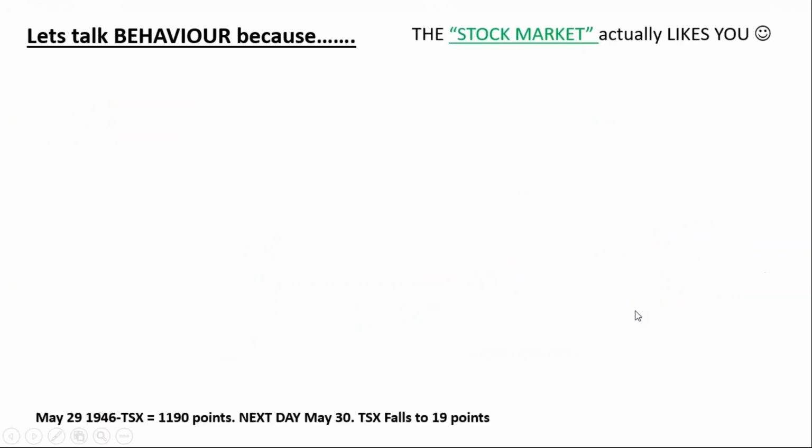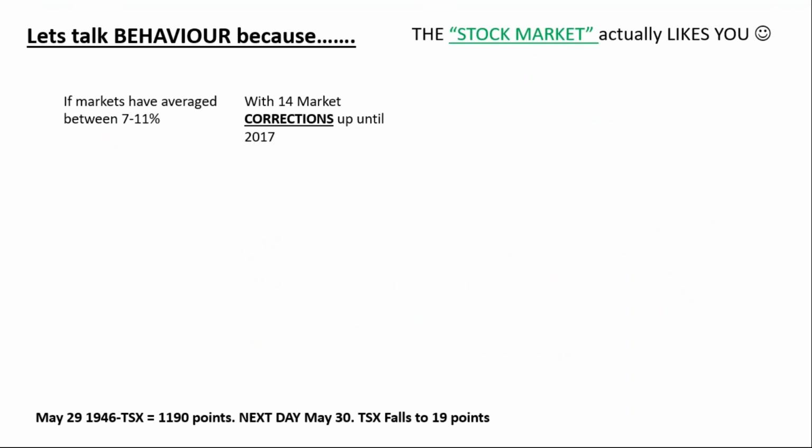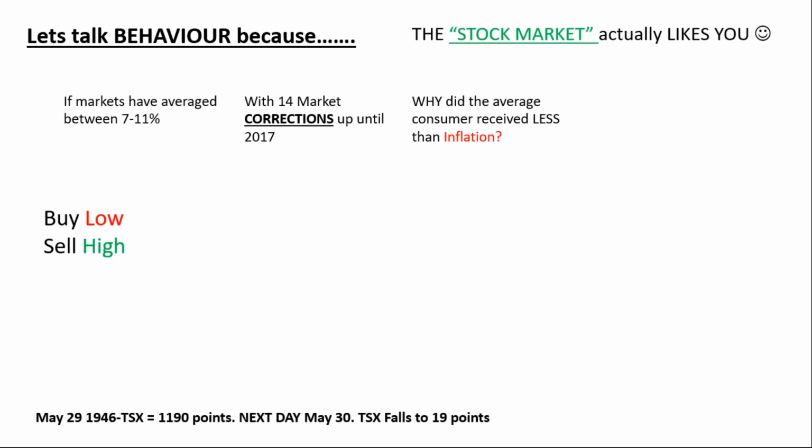But here's what, when you follow this and you say, okay, if the markets have averaged between 7 and 11%, which they have, and there's been 14 market corrections, 14 market meltdowns, then why did the average consumer receive less than inflation? We're talking about buy low, sell high, yet it's really easy to say, but you've got to be right twice, and you've got to be right twice every 5 years, and I haven't seen it, and I'm willing to be challenged on it. Show me how you do that.